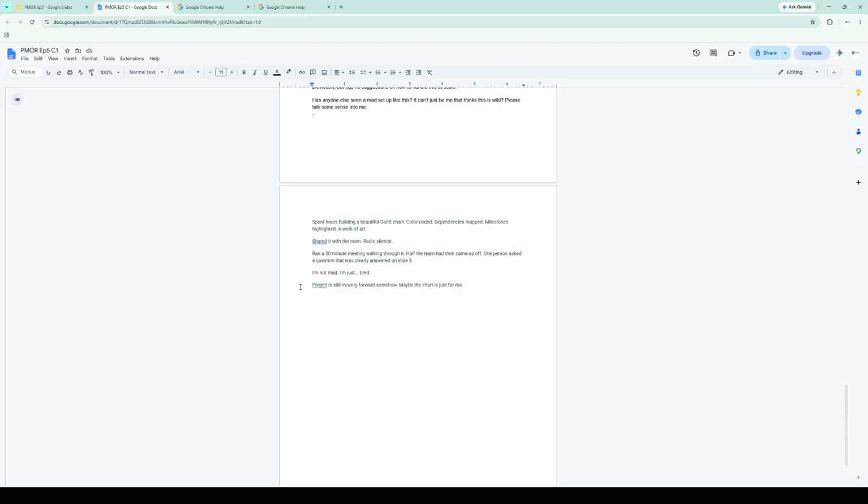All right, spent hours building a beautiful Gantt chart, color coded, dependencies mapped, milestones highlighted, a work of art. Shared it with the team, radio silence. Ran a 30-minute meeting walking through it. Half the team had their cameras off. One person asked a question that was clearly answered on slide 3. I'm not mad, I'm just tired. Project is still moving forward somehow. Maybe the chart is just for me.